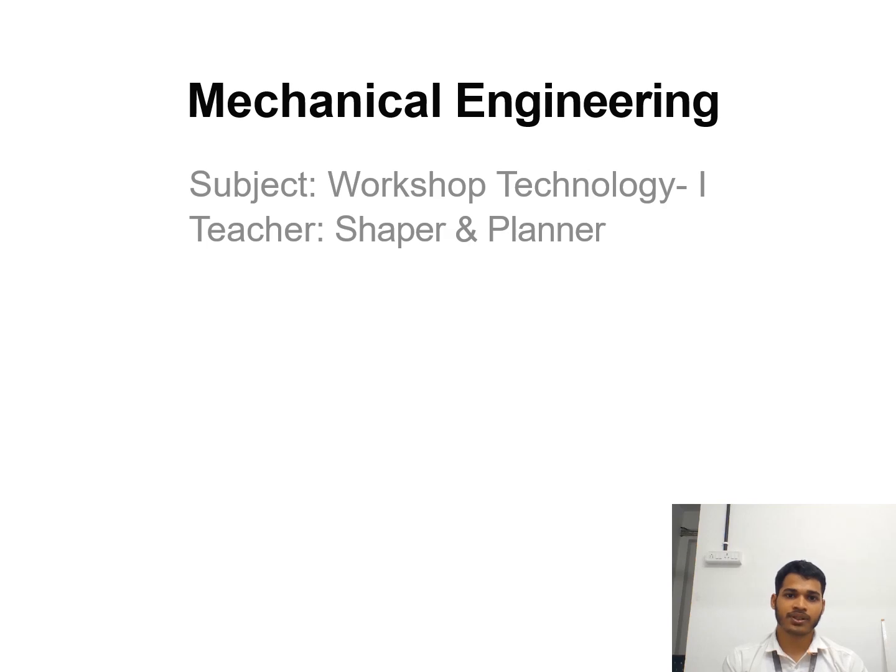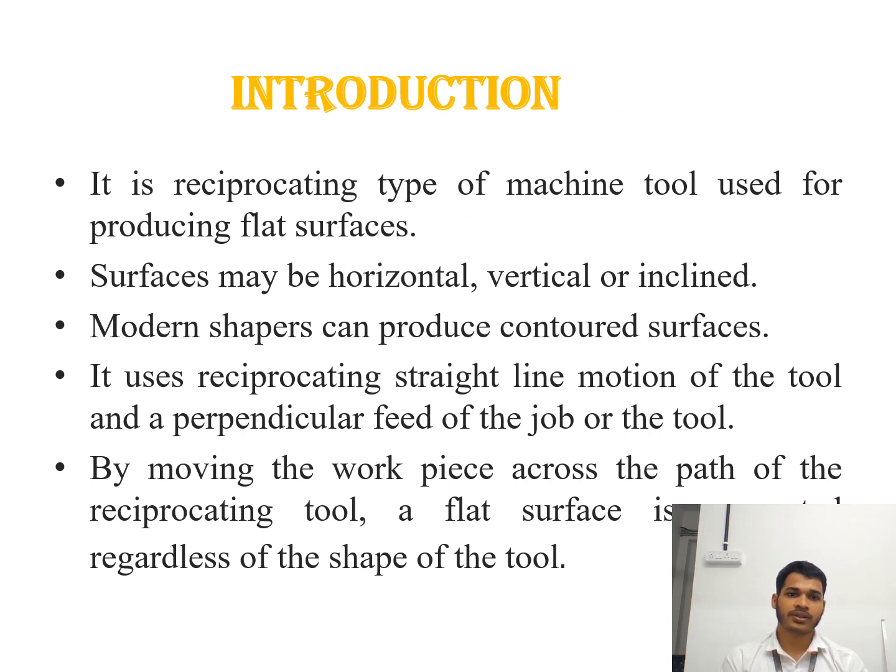In today's lecture, we will discuss shaper and planer. Shaper is a reciprocating type of machine tool used for producing flat surfaces. Generally, when the surface is irregular, we use the shaping process. The surface may be horizontal, vertical or inclined, and a modern shaper can produce contoured surfaces. It uses the reciprocating straight line motion of the tool and a particular feed of the job or the tool.